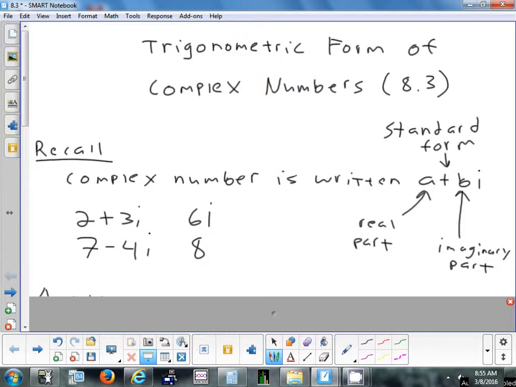So adding and subtracting, we already have a pretty easy way to do it. It's multiplying and dividing in standard form that's kind of a pain. That takes a long time. And even worse is when you want to raise a complex number to a power, or reverse that by taking a root. Very difficult. Doing it in trig form, it's a lot easier. So today we'll look at multiplying and dividing. Tomorrow we'll look at raising to powers and taking roots.